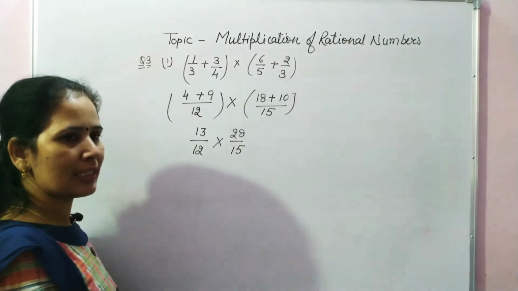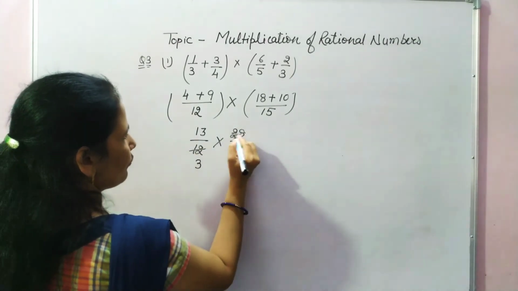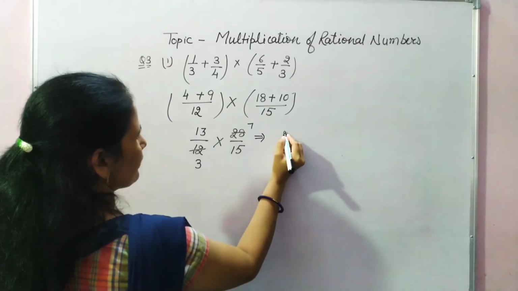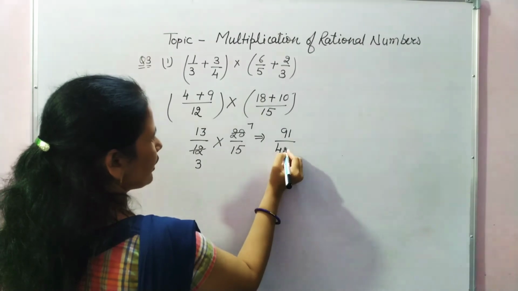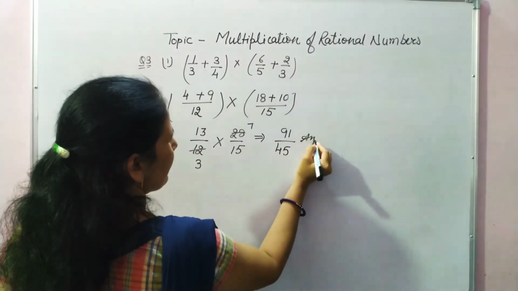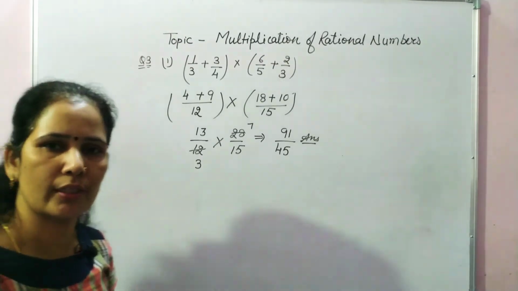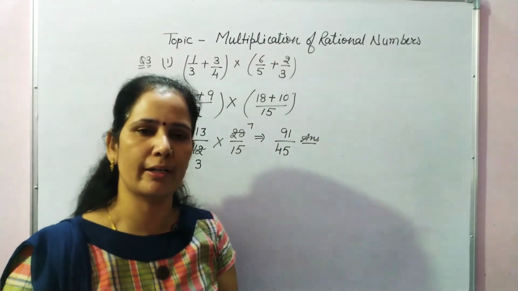Is it possible to cancel out? Then cancel it out. 4 3 is 12, 4 7 is 28. 13 7 is 91 and 15 3 is 45. Students, we get the answer from here, that is 91 upon 45. That means we have solved the first part. How did we solve? I repeat again.